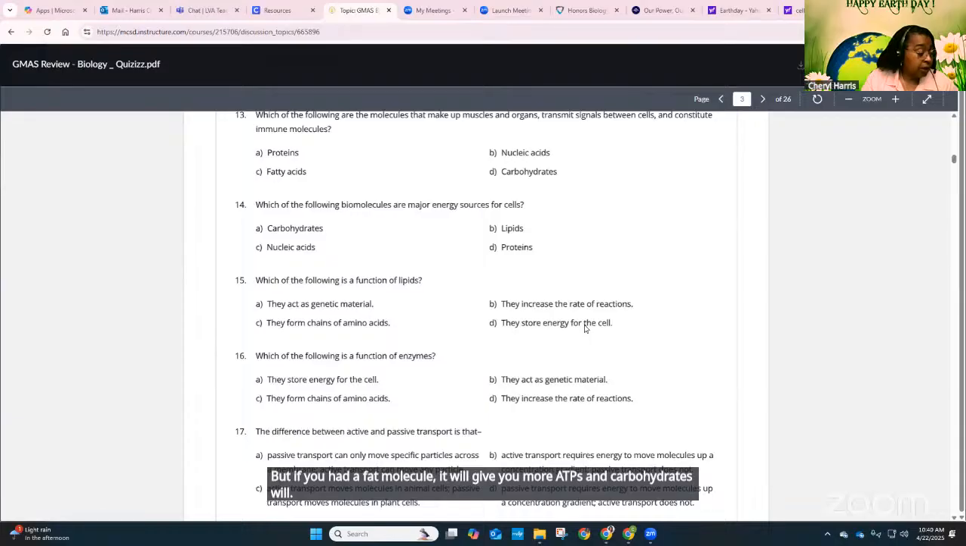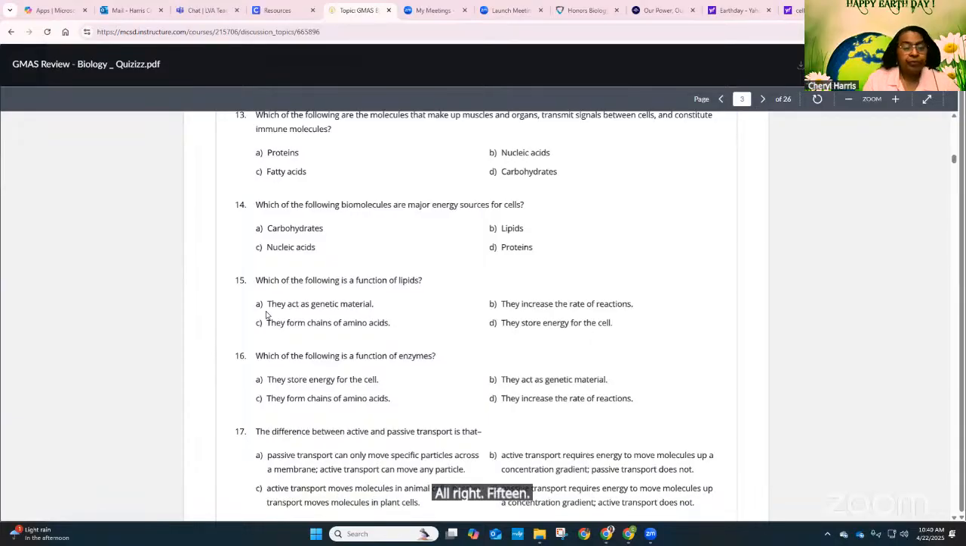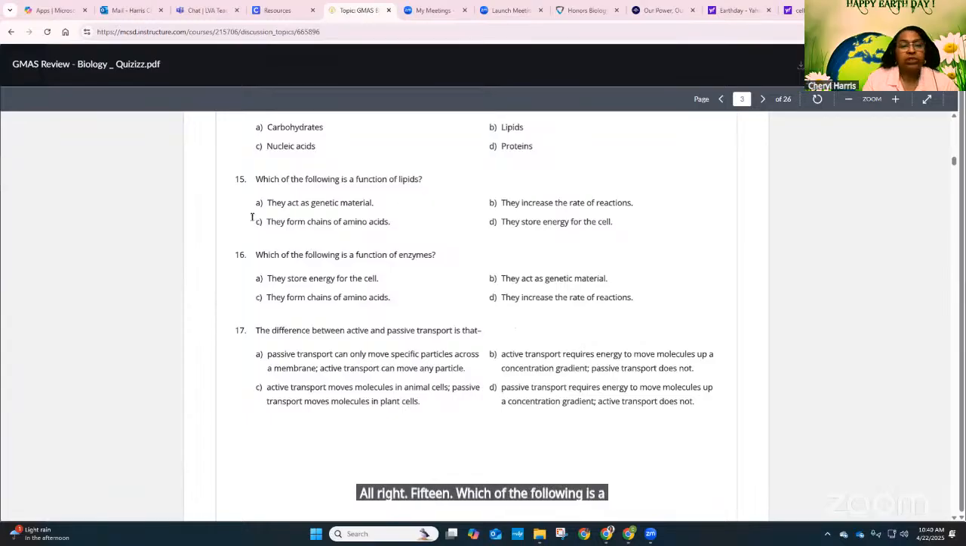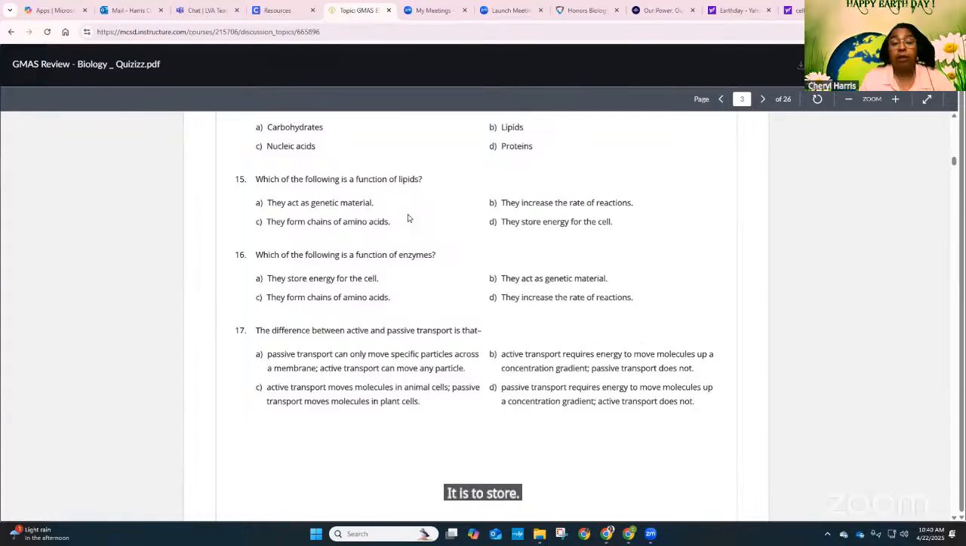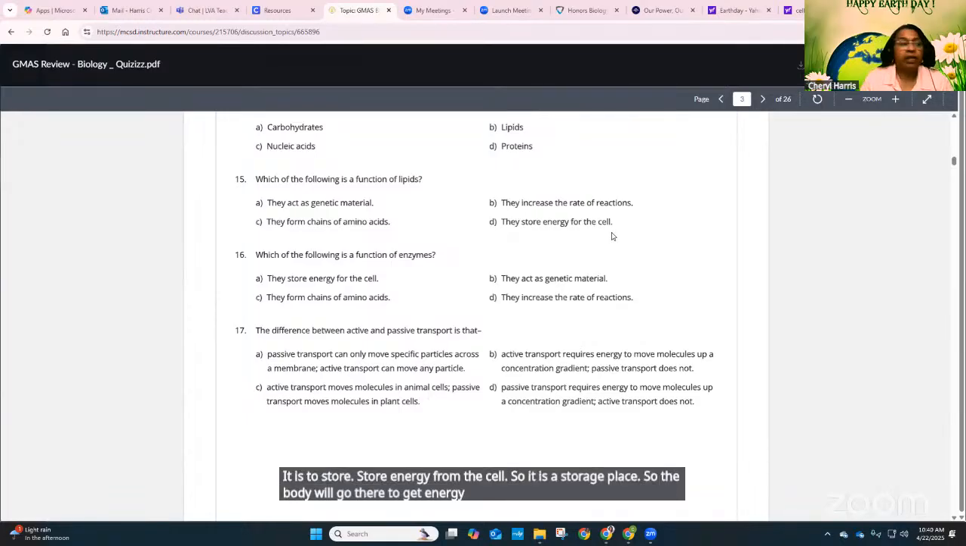All right, 15. Which of the following is a function of lipids? And we just talked about that. It is to store energy for the cell. Okay, so it is a storage place. So the body will go there to get energy if it can't get it from the carbohydrates.